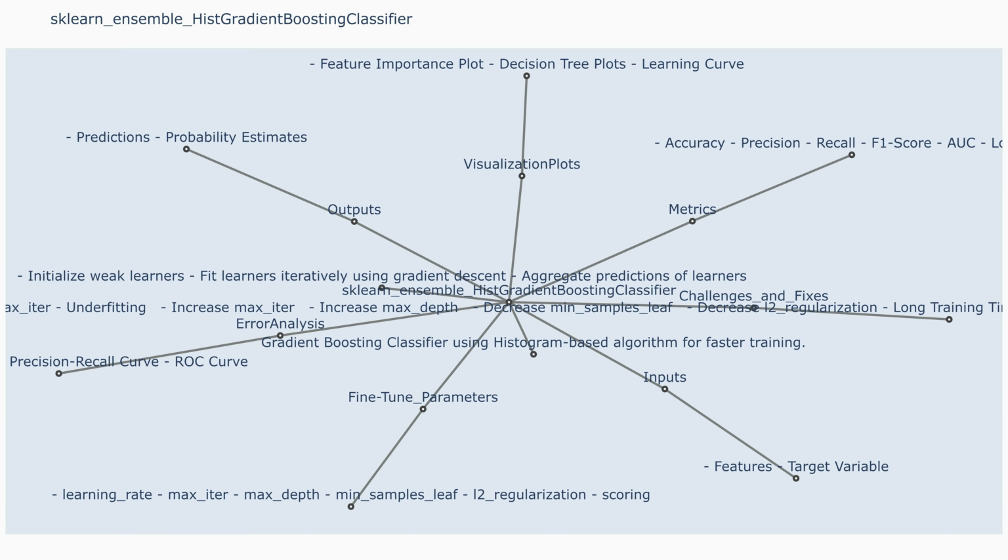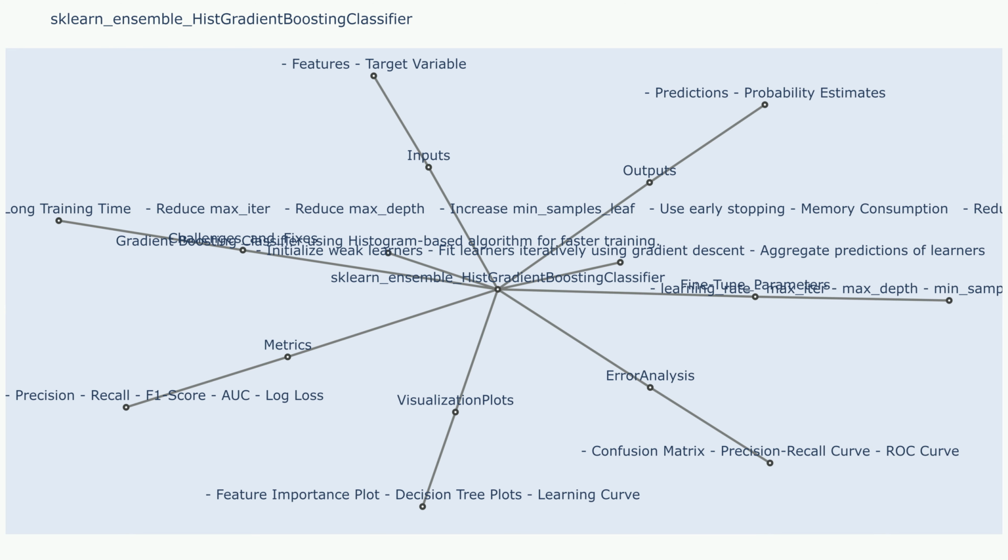sklearn.ensemble.HistGradientBoostingClassifier. Description. HistGradientBoostingClassifier is a gradient boosting algorithm that utilizes histogram-based binning for efficient and scalable training. It excels at handling high-dimensional datasets and is known for its accuracy and robustness.